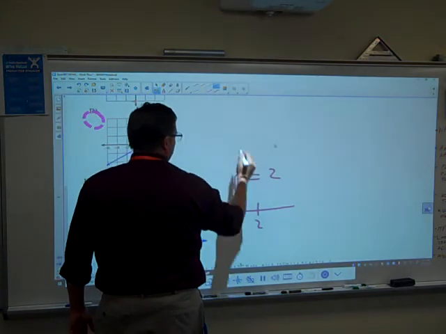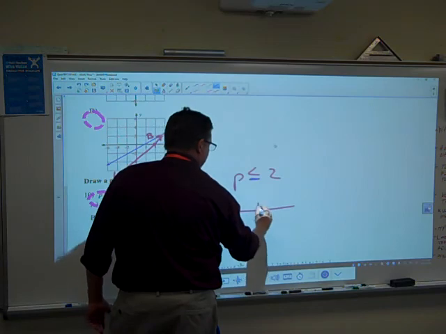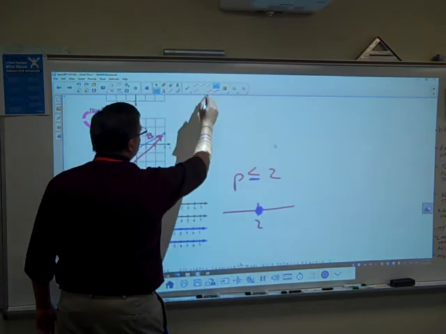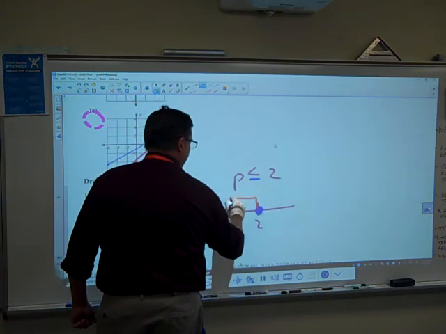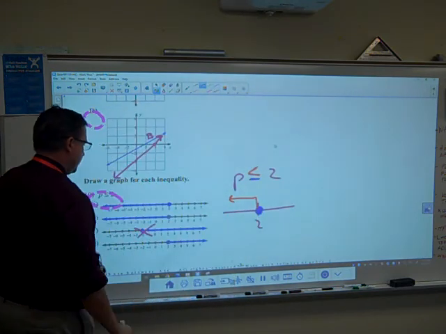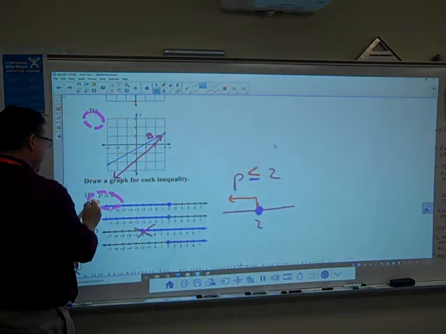You have to know that an equal sign is always the solid dot. And then which P is less than 2? Less is to the left. All right? So the only answer here that matches that is A.